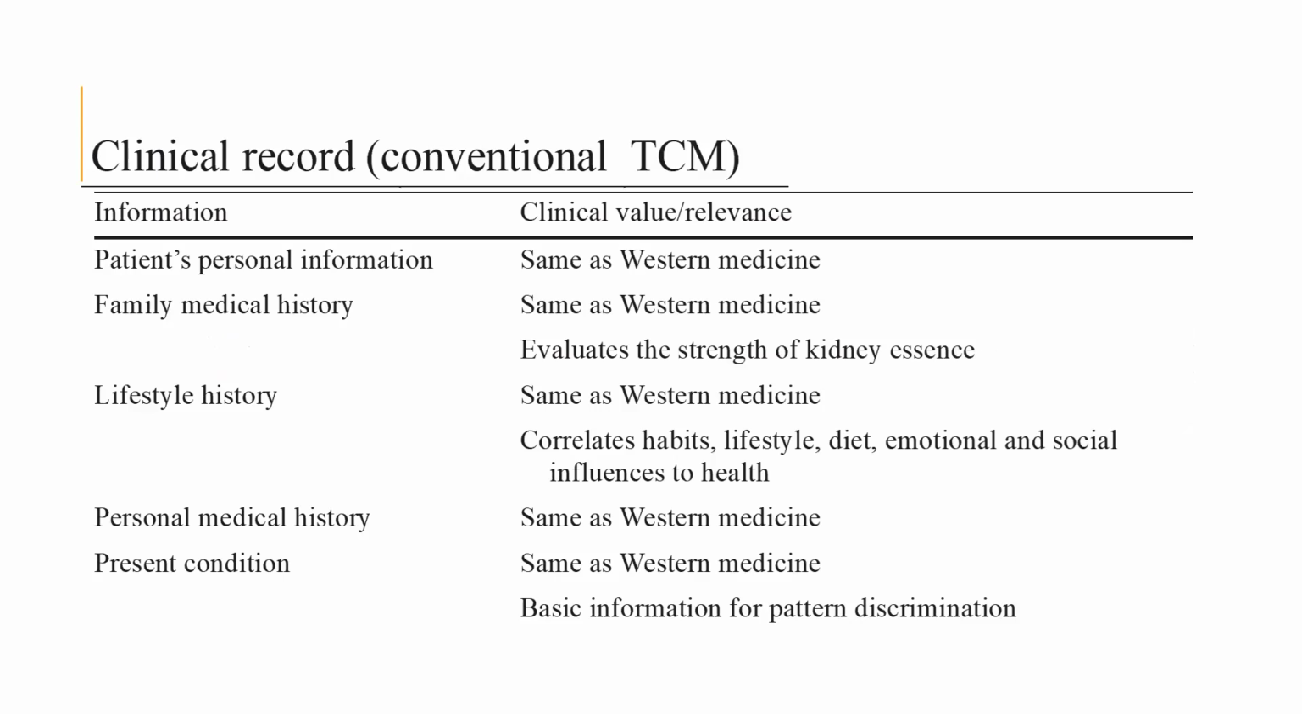The patient's personal information has the same clinical value or relevance as in Western medicine. The family medical history is the same as Western medicine, and it also evaluates the strength of kidney essence. For the lifestyle history, the clinical value is the same as Western medicine: it correlates habits, lifestyle, diet, emotional, and social influences to health. For the personal medical history, the clinical value is the same as Western medicine. The present conditions are also the same as Western medicine. It is the basic information for pattern discrimination.